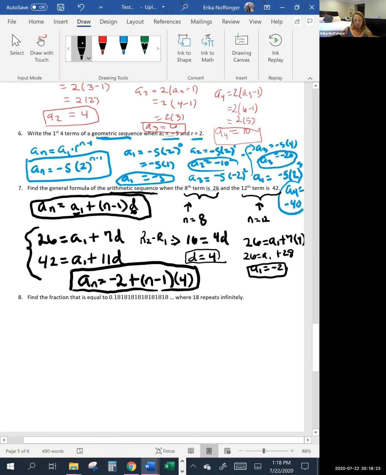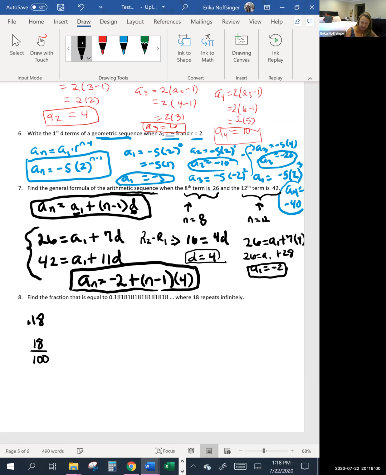Okay, so our next question: find the fraction that is equivalent to 0.181818..., where the 18 repeats infinitely. Okay, let's look at this. We can break this down to look like a series. 0.18, we can think of this as 18 over 100.